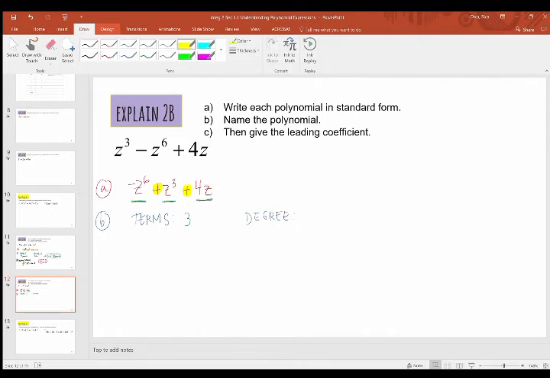Now let's look at the degree. The degree is going to be your biggest exponent, and the biggest exponent is a 6. Now let's go ahead and name the polynomial. We know that the number of terms is 3, which means that this is a trinomial.